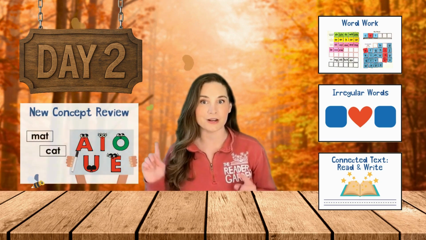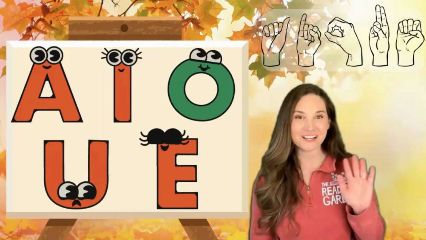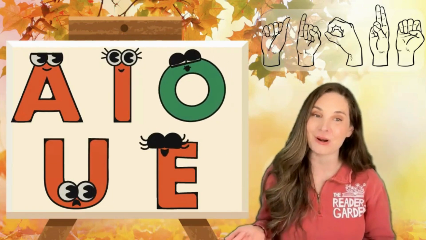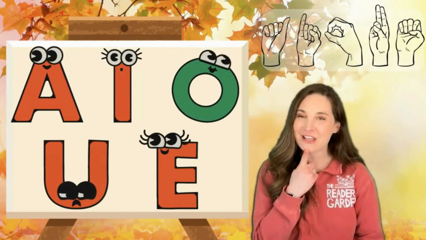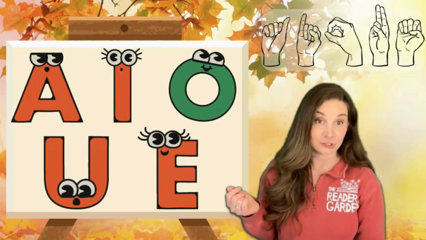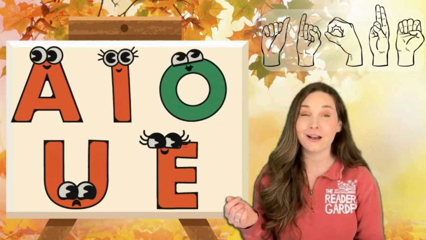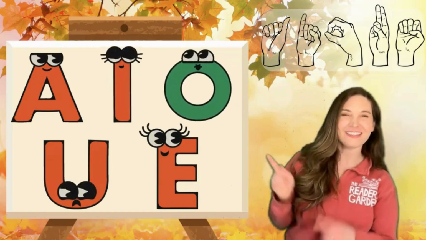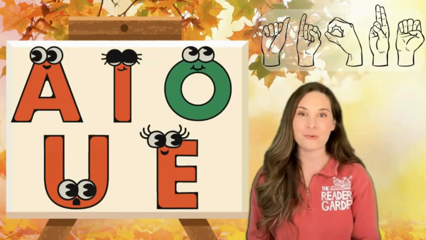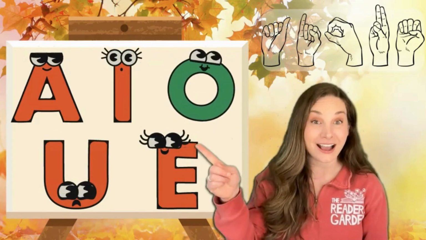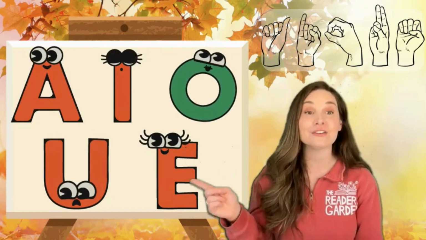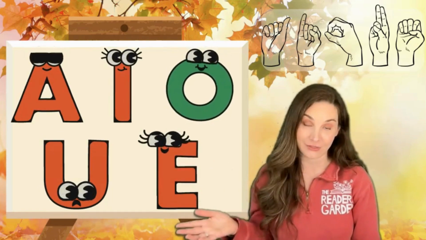So let's get started with our new concept review. Hello, readers, and hello, all my letters here. Well, not all my letters, but all of my certain type of letter. What type of letter do we have over here? Well, a lot of them are red, that's true, but we have consonants? No, these are vowels. We have all the vowels that we've been talking about. We have our A, our I, our O, our U, and our E, and they're in the order that we've talked about them so far.